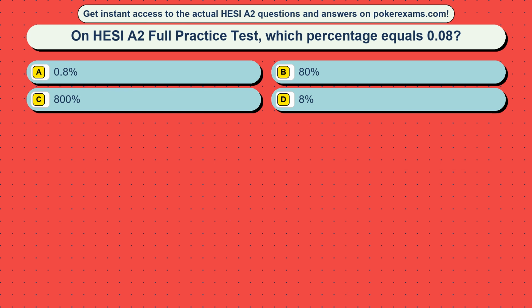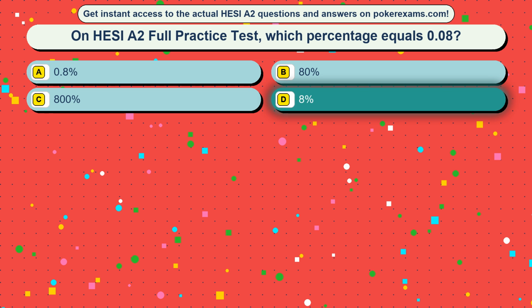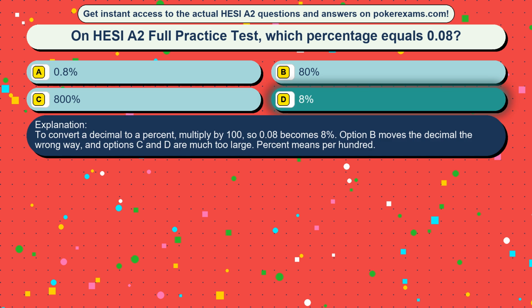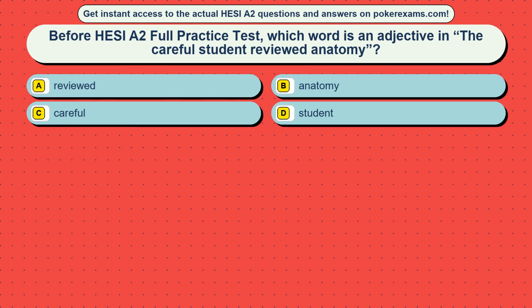Question 14. On HESI A2 full practice test, which percentage equals 0.08? Option A, 0.8%, option B, 80%, option C, 800%, option D, 8%. The correct answer is option D, 8%. To convert a decimal to a percent, multiply by 100, so 0.08 becomes 8%. Option B moves the decimal the wrong way, and options C and D are much too large. Percent means per hundred.